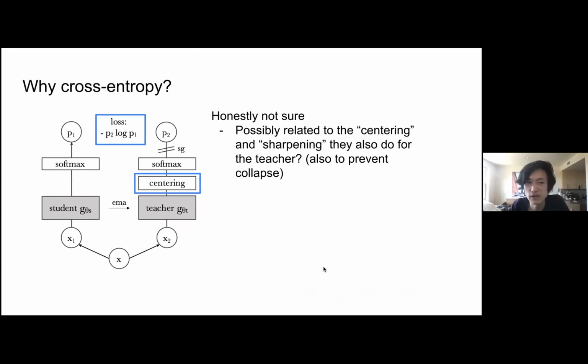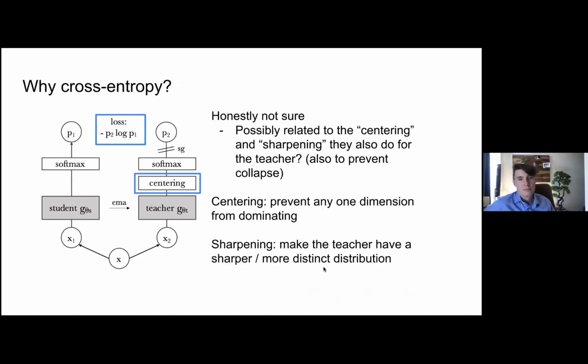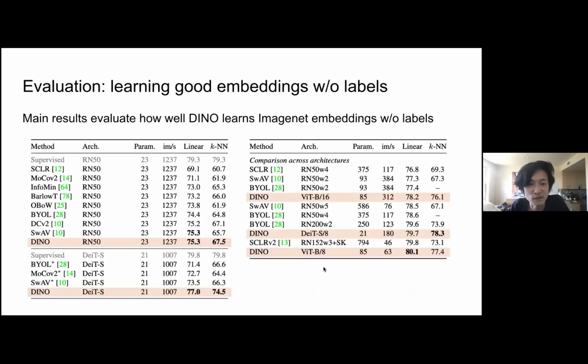There is a mystery of why the cross entropy that I brought up before. There's something to do with the centering and sharpening, which is also there to prevent model collapse. But these are things that we can defer for later. We want to get to some interesting things. So these are not actually super interesting results right now.